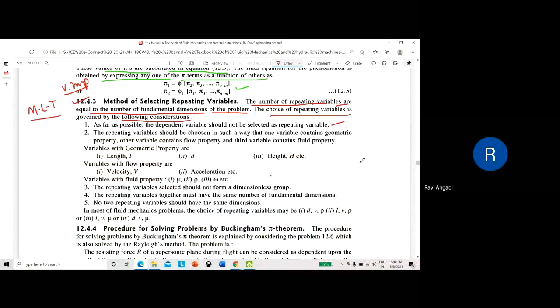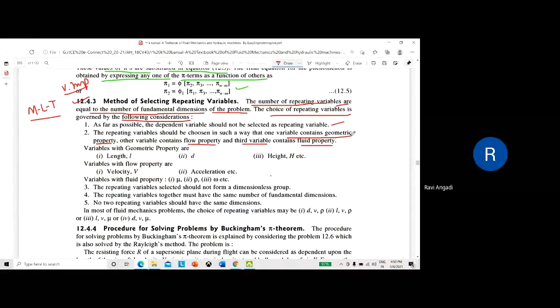In which variable you have taken as the dependent variable, that variable should not be taken as a repeating variable. That is the first step. Second, the repeating variables should be chosen in such a way that one variable contains the geometric property, another contains the flow property, that is the kinematic property, and the third variable should contain the fluid property, that is the dynamic property.